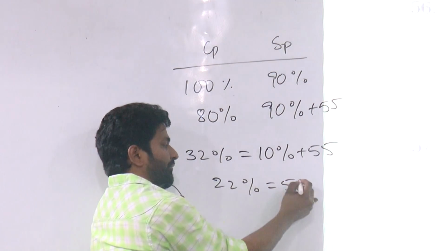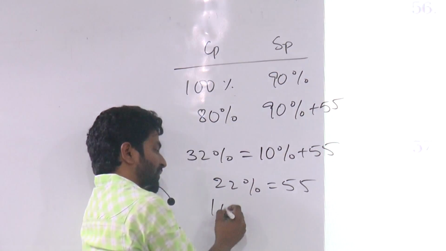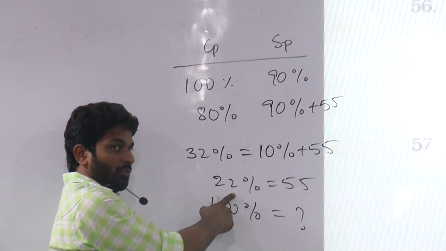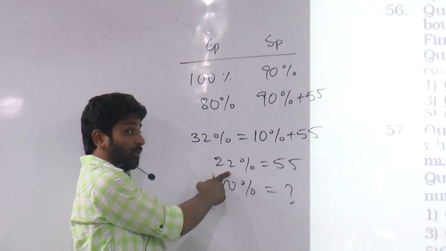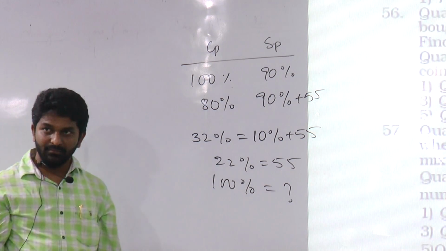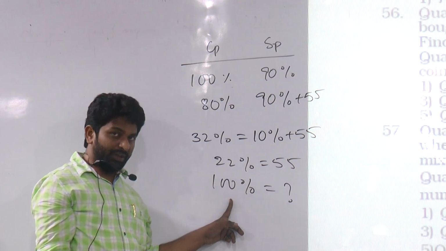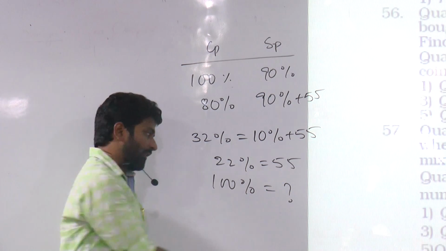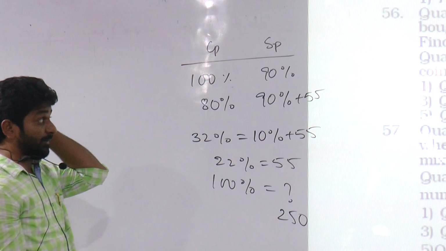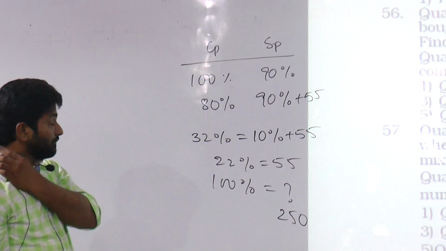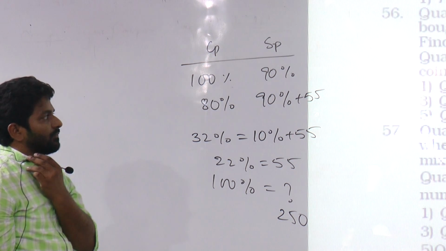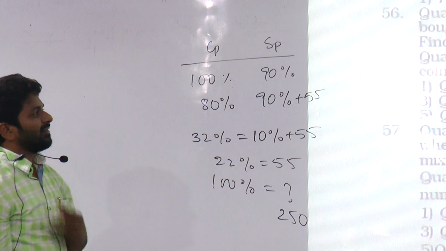22% is equal to 55. It asked about cost price, which is 100% is equal to how much? Divided by 2. 22 divided by 2. 11 into 5, 55. Divided by 2 into 5. Divided by 2, 50. 50 into 5, 250. So cost price is 250. Quantity 1 is 250, positive number. Right? Next.